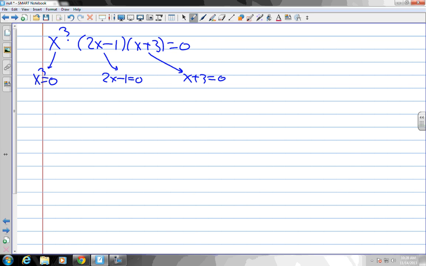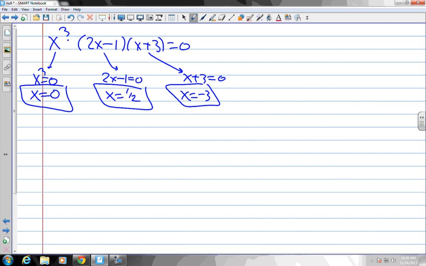So what do you think the solution to the first one is? x cubed equals 0. What is x? 0, right? And this one, add 1, divide by 2, x equals 1/2. And that one, x equals -3. So this equation has 3 solutions.